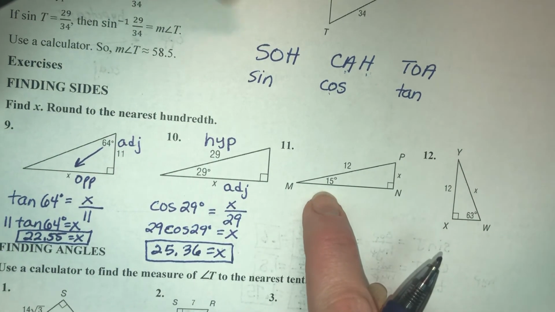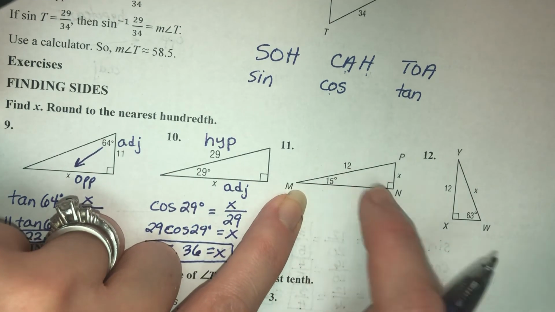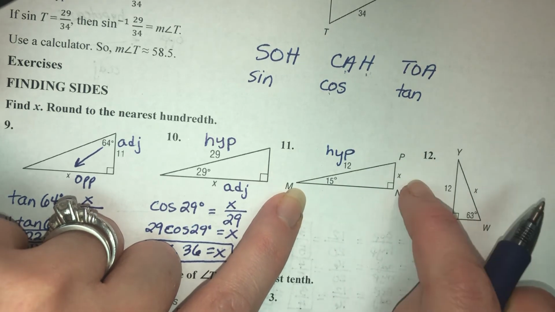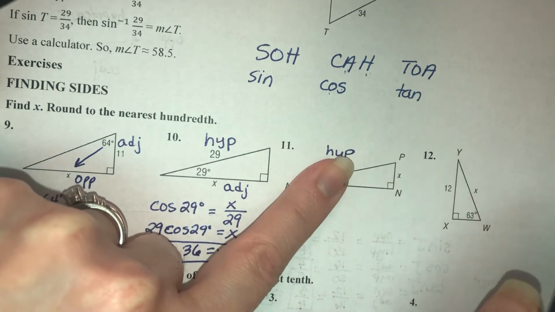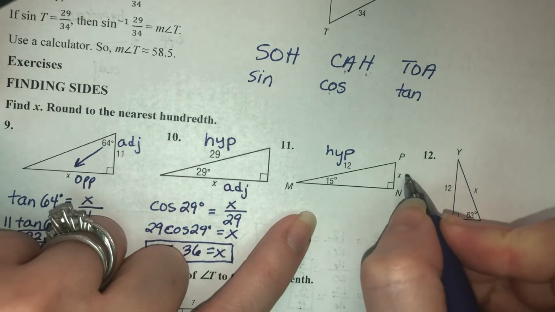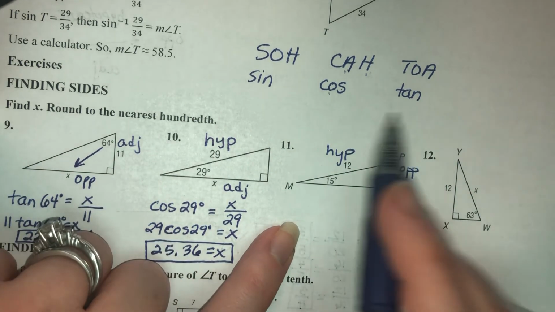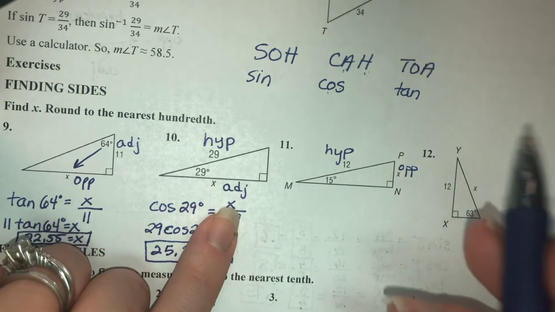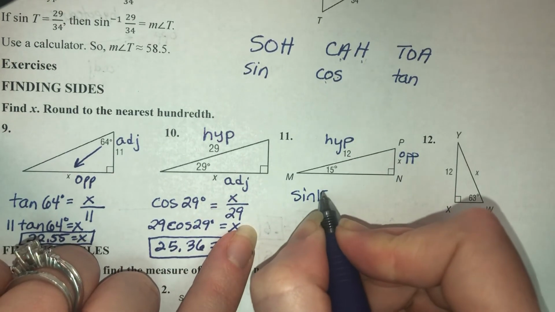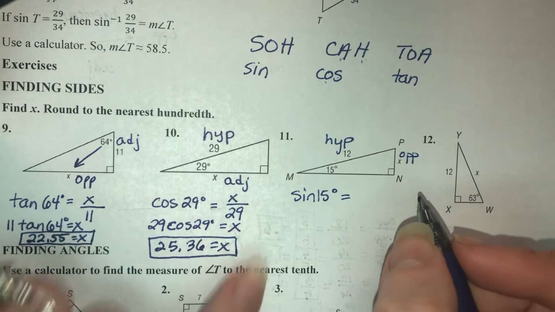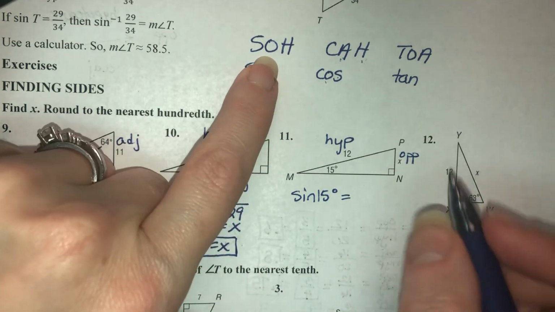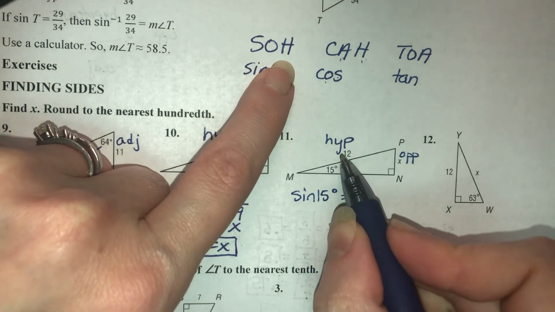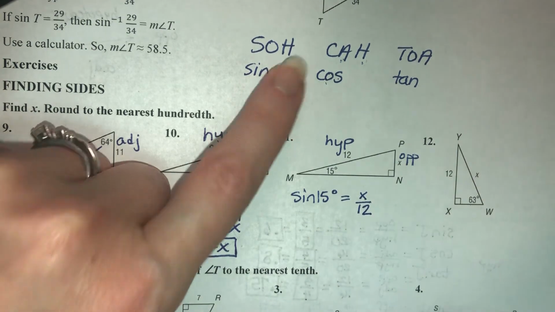All right, number 11. We have a 15 degree angle here. The 12 side is the hypotenuse. It's across from the 90. It's the longest side. The x side is the one that if I cover up my 15 degree angle, my finger is not touching. So that's the opposite side. So which one of the three trig functions uses the h and the o? That's the sine. Sine of 15 degrees, the angle always goes after the trig function, equals o, which is the opposite, that's the x side, over h. H is the hypotenuse, that's 12 for this problem.